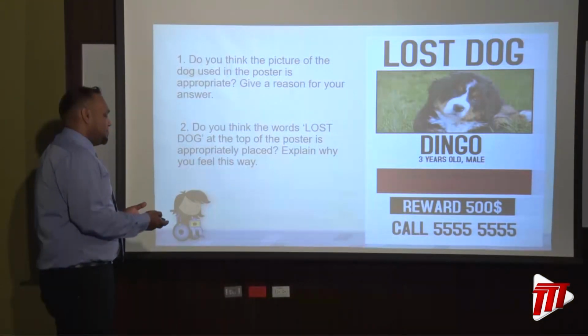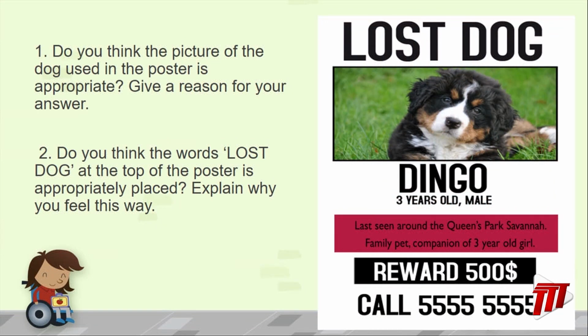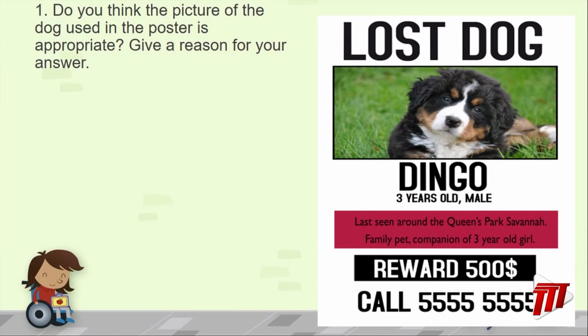Let's take a look at the graphic together with the questions. Do you think the picture of the dog used in the poster is appropriate? Give a reason for your answer. Do you think the words lost dog at the top of the poster is appropriately placed? Explain why you feel this way. Let's consider each question in turn together with the graphic.